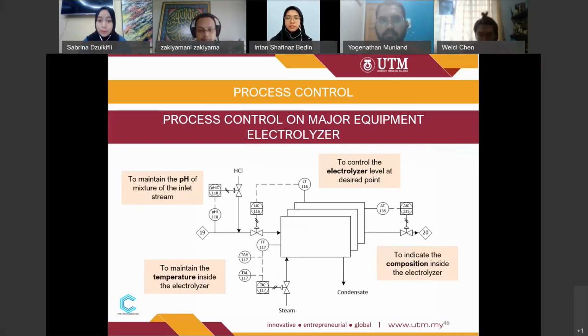Next is loop 118, used to maintain the pH value of the inlet stream at around 6 to 7 by controlling the flow rate of the HCl mixed with the reactant. Lastly, loop 135 is to indicate the composition in the electrolyzer. So when the composition has reached the desired value, the outlet valve will open and the product will flow out.